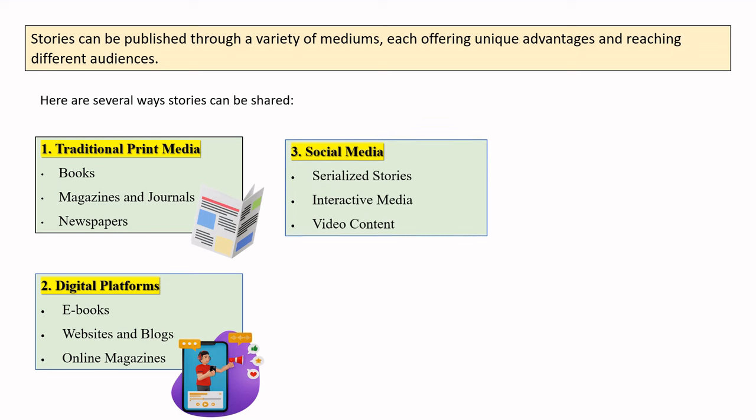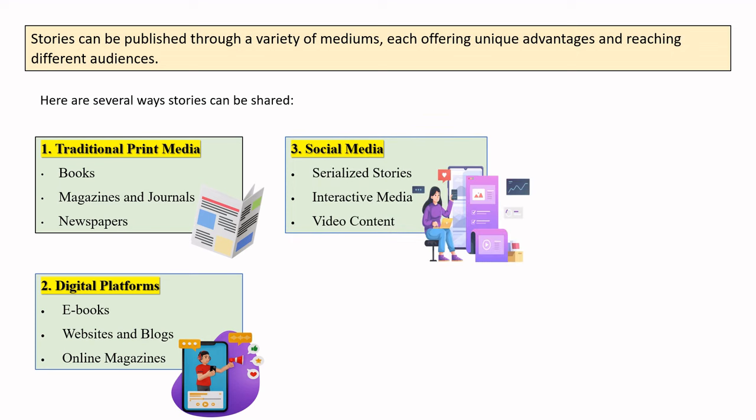Number 3, social media. Serialized stories. Platforms like Twitter, through Threads, or Instagram using captions and stories are used for short-form storytelling. Interactive media. Apps like Wattpad or Radish enable writers to publish serialized stories and interact with their audience. Video content. Stories told through platforms like TikTok, YouTube, or Instagram Reels.